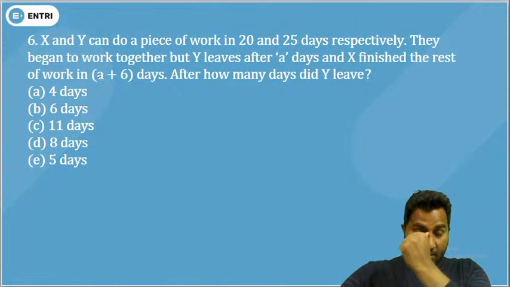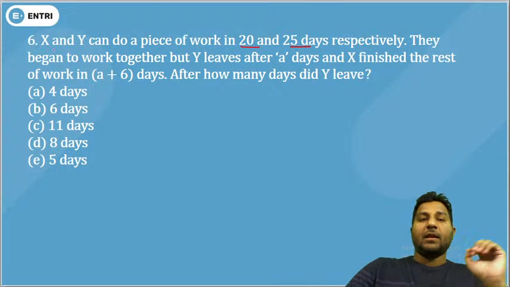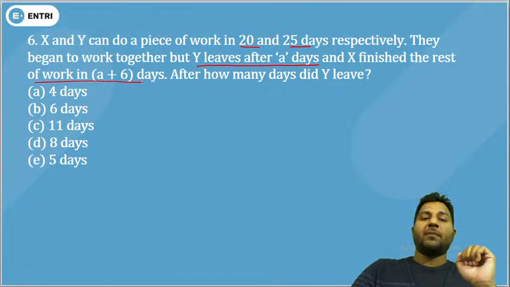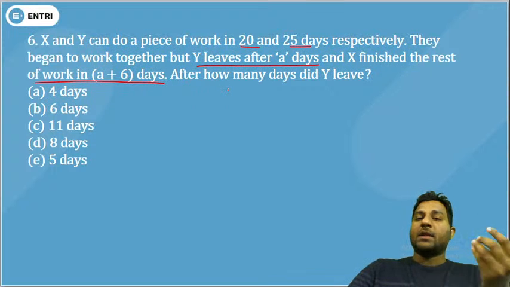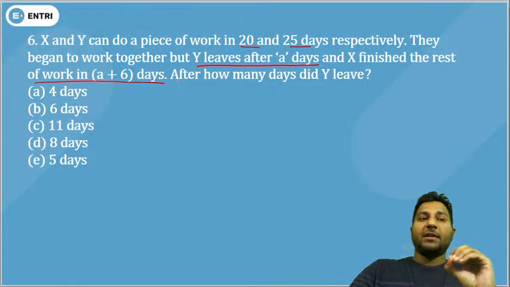The question says X and Y can do a piece of work in 20 and 25 days. They began to work together, but Y leaves after A days, and X finished the rest of the work in A plus 6 days. After how many days did Y leave? Tell me. Come on, tell me the answer of this question.